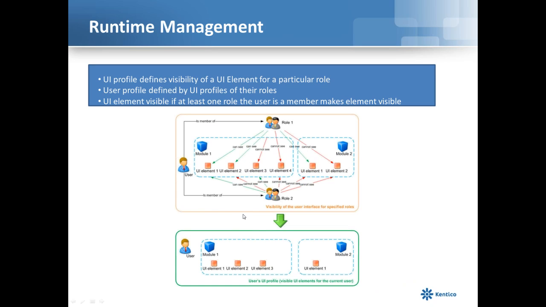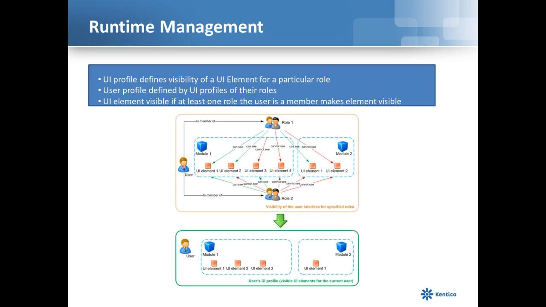So how does this actually work? And that's kind of the big thing that I think people always want to keep in mind. At runtime, a composite is created of all the roles a user belongs to, and this is actually called a UI profile. If at least one role the user belongs to makes the element visible, it's actually displayed. So as an example, we could take a look at the picture to see how this works.